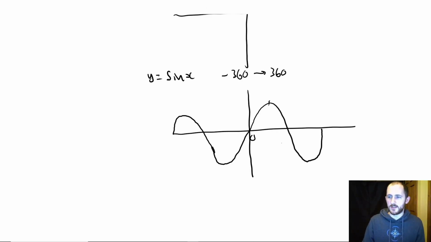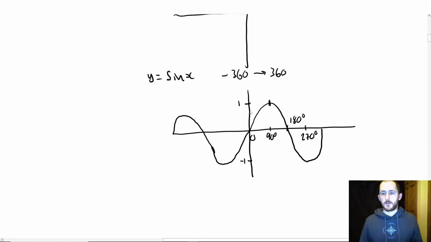Then every 90 degrees, it goes between a few integers. So here at 90 degrees, it goes up to 1. Then another 90 degrees, so that's 180 degrees. It goes to 0 again. Then another 90 degrees, which is 270. It goes to negative 1.